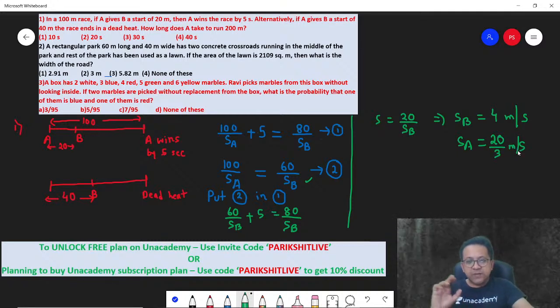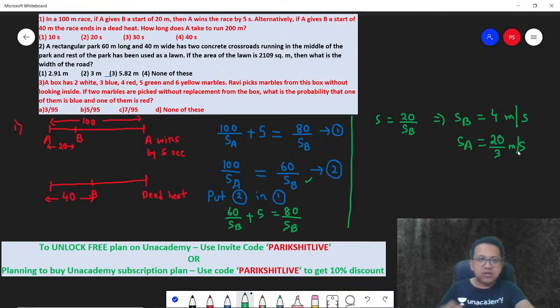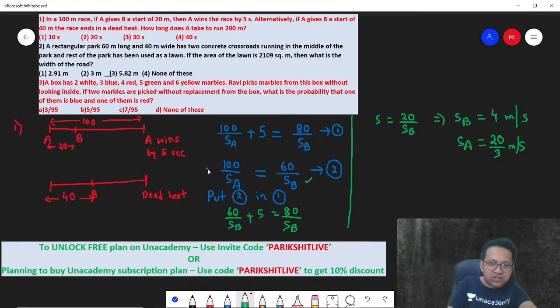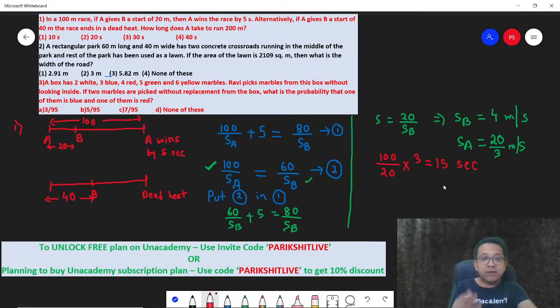Question is not about the speed of A. Question is how long does A take to run the race of 200 meters. So remember, to run the race of 100 meters, how much time does A take? 100 by SA. You already got SA, which is 20 by 3. This 3 will go up. So basically, it takes 15 seconds for a 100-meter race.